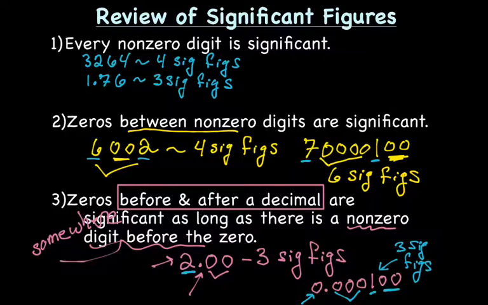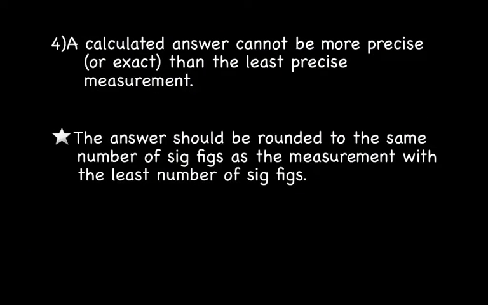Okay, so that's how you count Sig Figs. So now what about Sig Figs with calculations? Remember that a calculated answer cannot be more precise or exact than the least precise measurement in your problem. So this means that the answer should be rounded to the same number of Sig Figs as the measurement with the least number of Sig Figs.